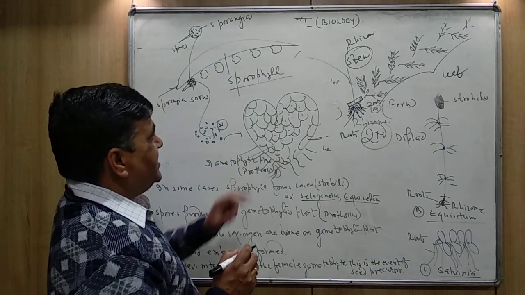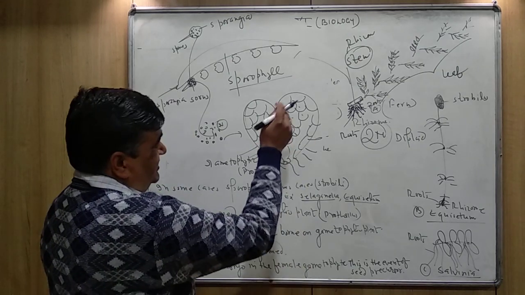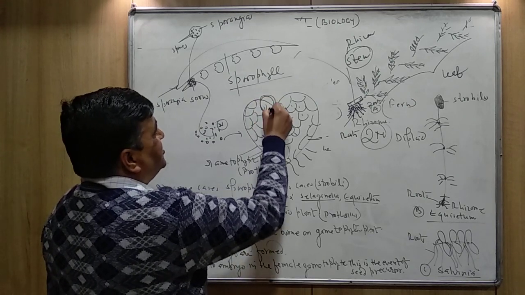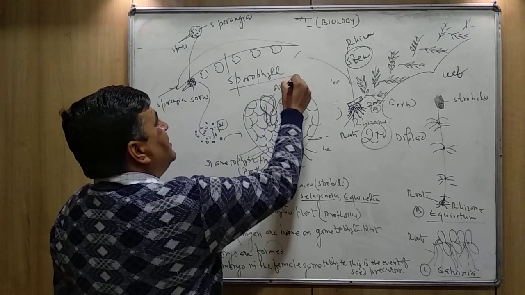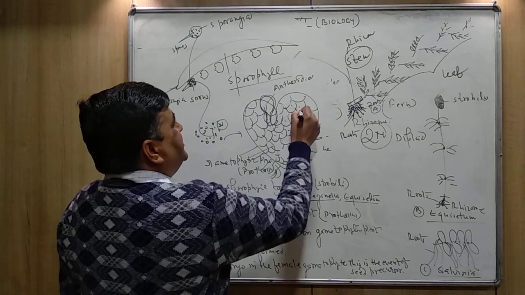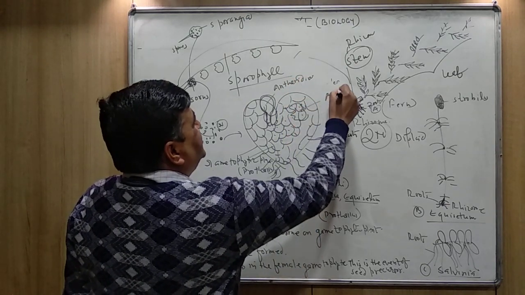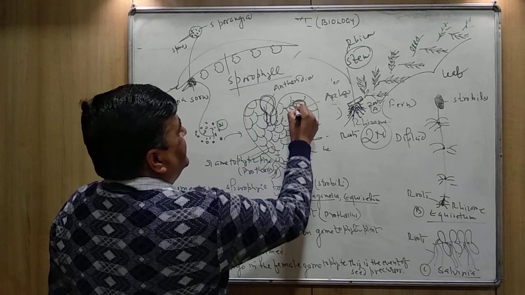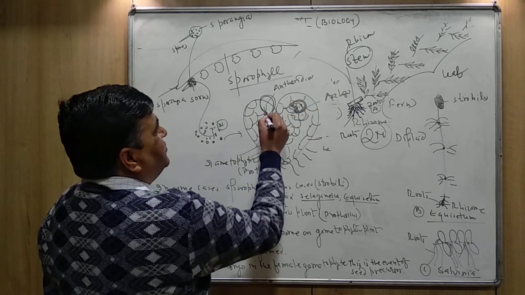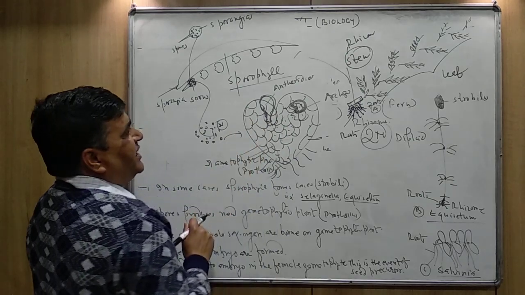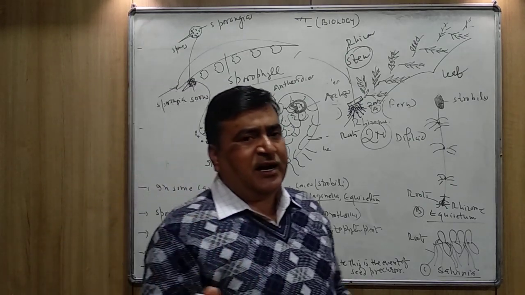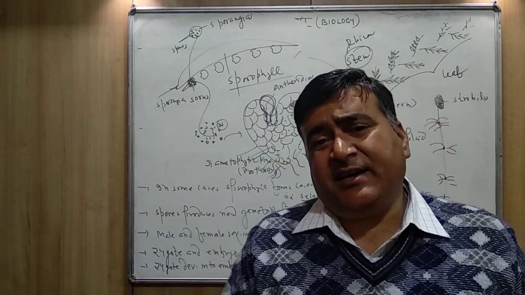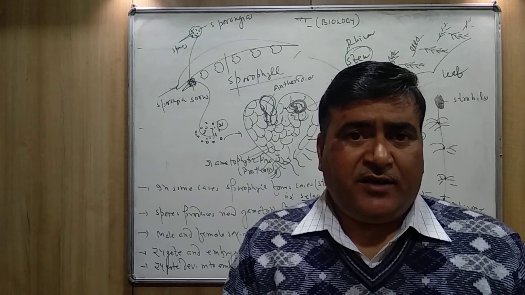The gametophytic plant later on forms two sex organs. The male sex organ is called antheridium, and the female sex organ is called archegonium. The two sex organs are formed. Both the sex organs, the antheridium and archegonium, are embedded in the prothallus.